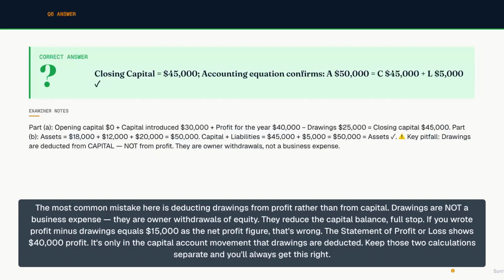Drawings are not a business expense. They are owner withdrawals of equity. They reduce the capital balance, full stop. If you wrote profit minus drawings equals $15,000 as the net profit figure, that's wrong. The statement of profit or loss shows $40,000 profit. It's only in the capital account movement that drawings are deducted. Keep those two calculations separate and you'll always get this right.